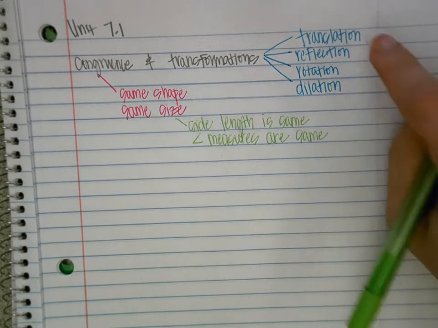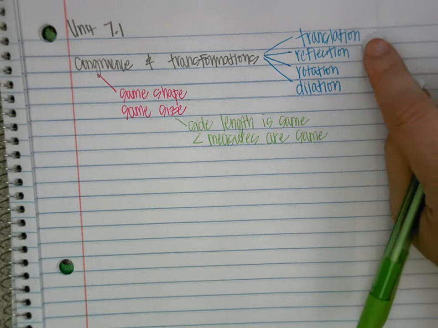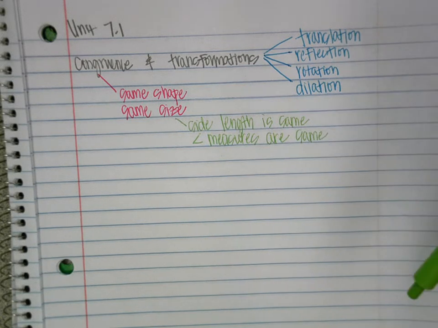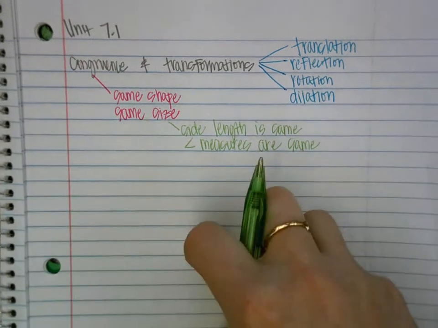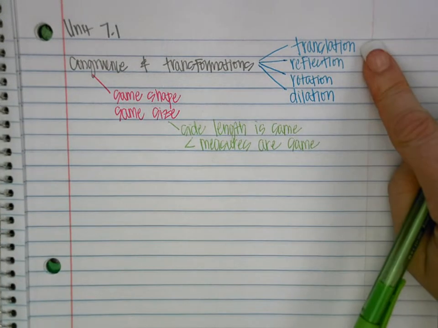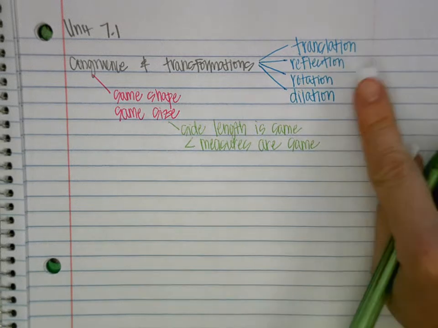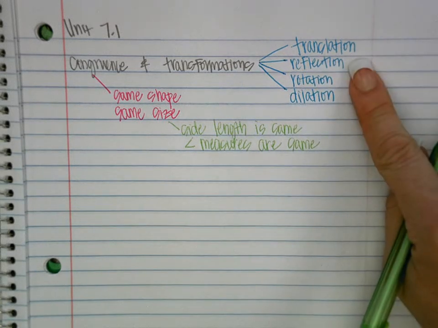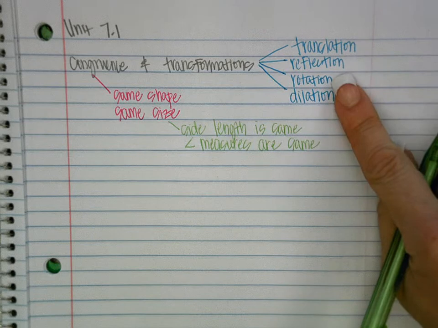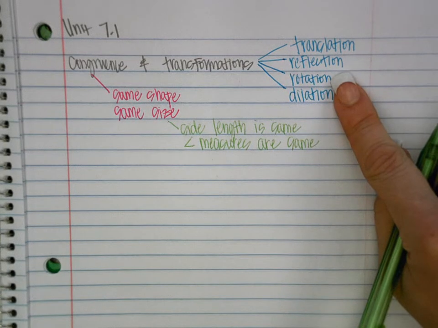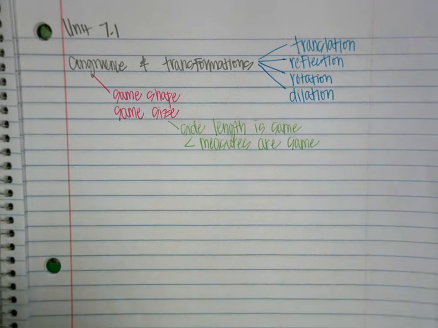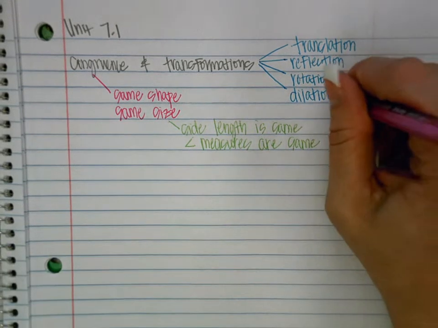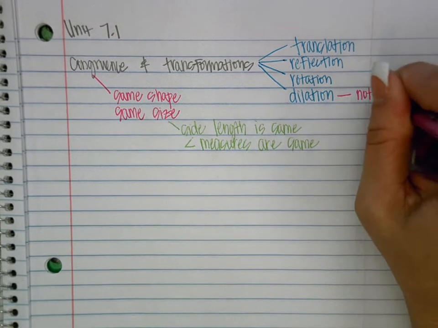So of these 4, are any of these things congruent? If you use a translation and you change from one figure to the next, will it still be congruent? Yes, it's still congruent. If you reflect something, is it still congruent? Yes. If you rotate something, is it still congruent? Yes. If you dilate something, is it still congruent? No. Dilation, not congruent.